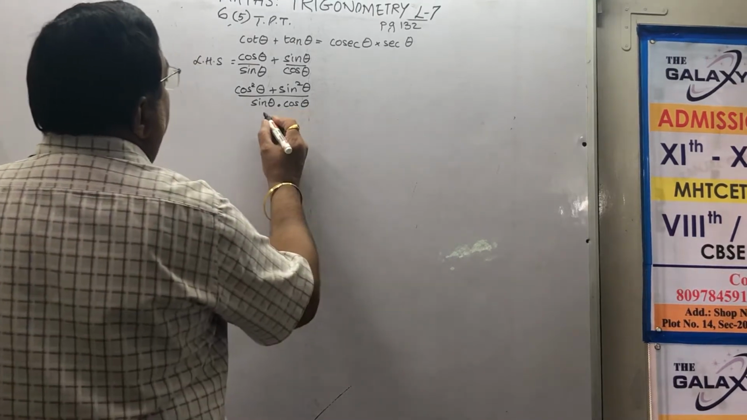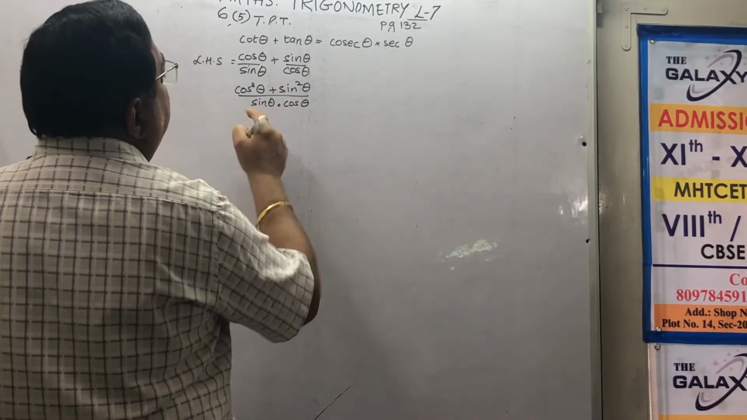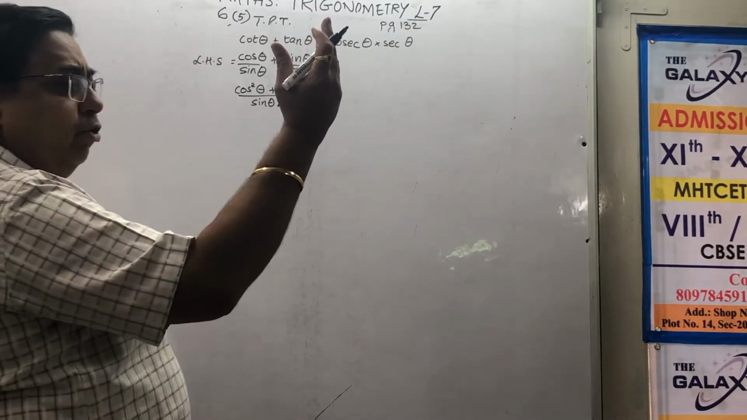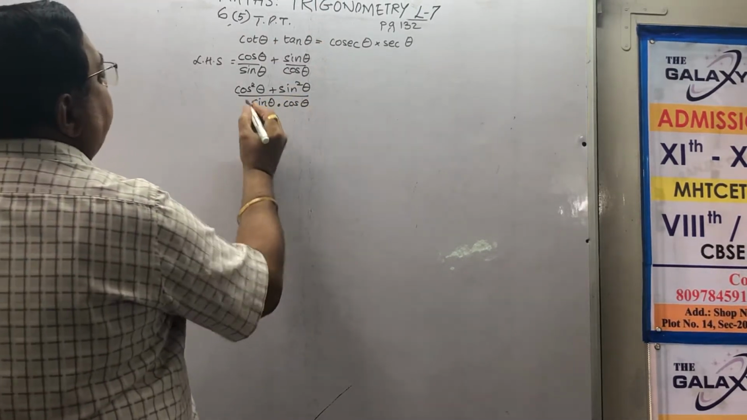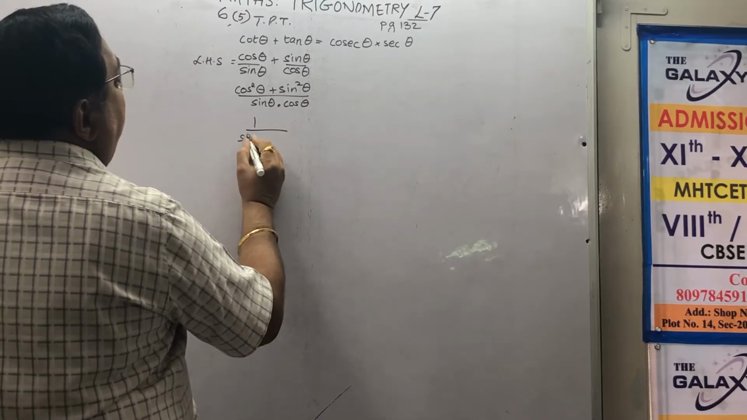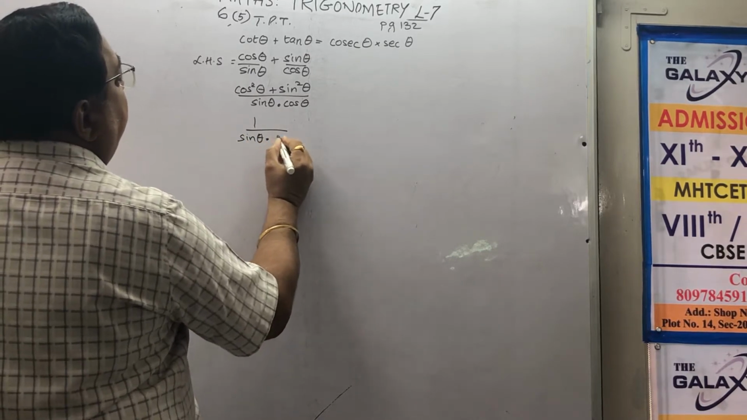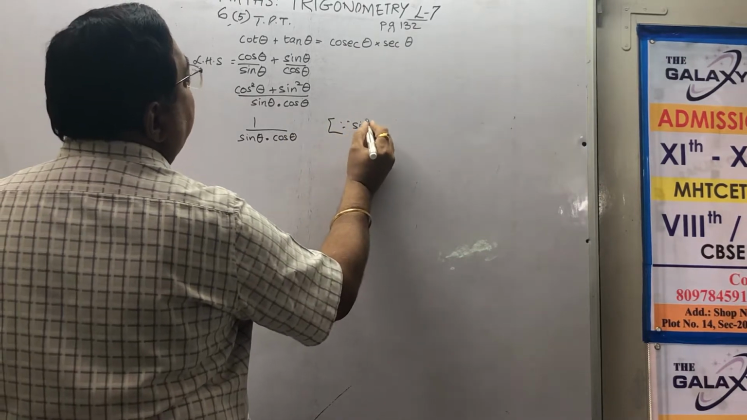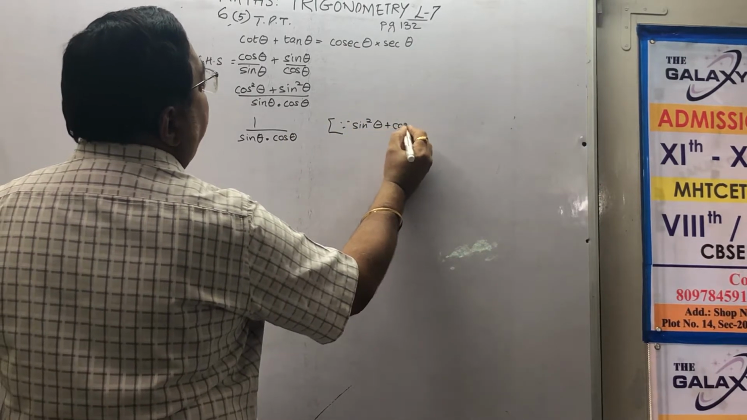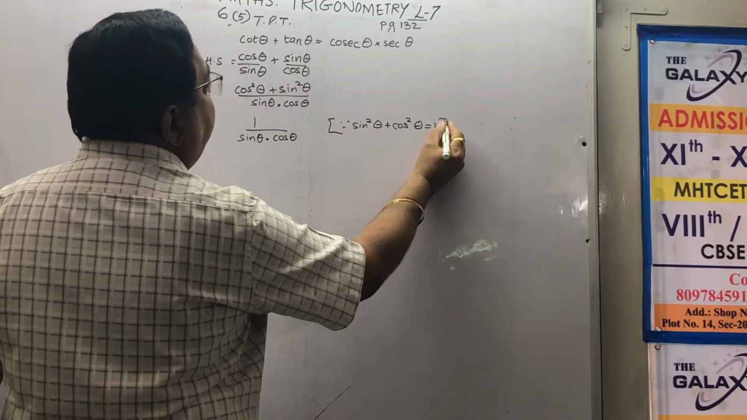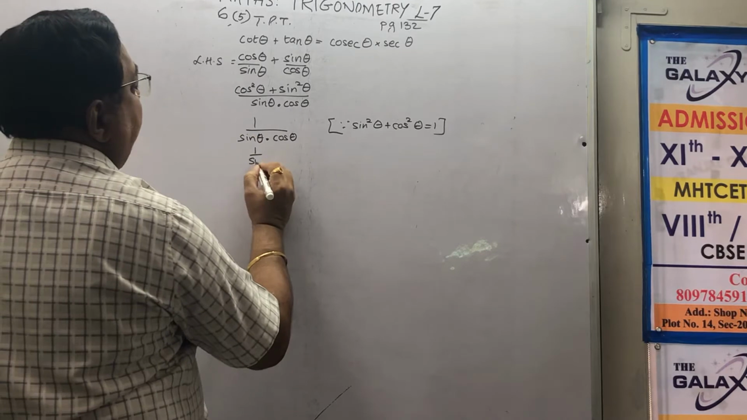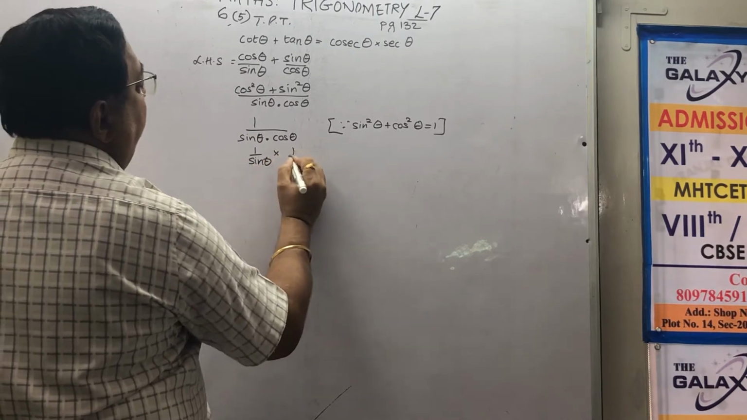Okay. Now we are having here cos square theta plus sine square theta. It should strike in my mind. It should flash: sine square theta plus cos square theta is 1. So 1 upon sine theta into cos theta, because sine square theta plus cos square theta is 1, identity number 1. Separate this: 1 upon sine theta multiplied by 1 upon cos theta.